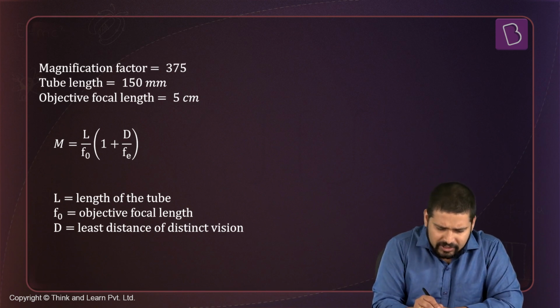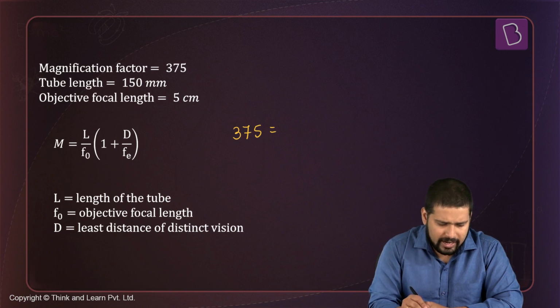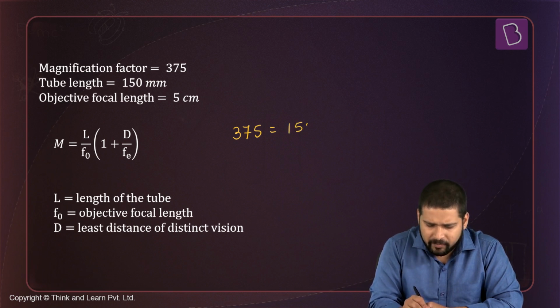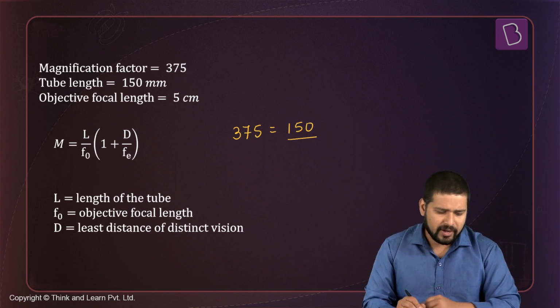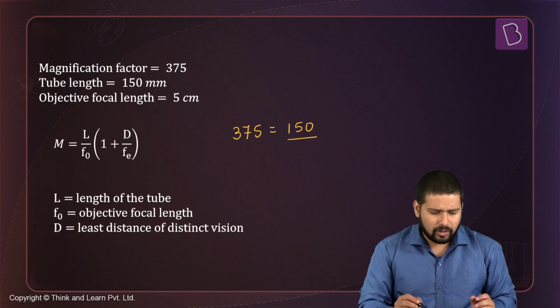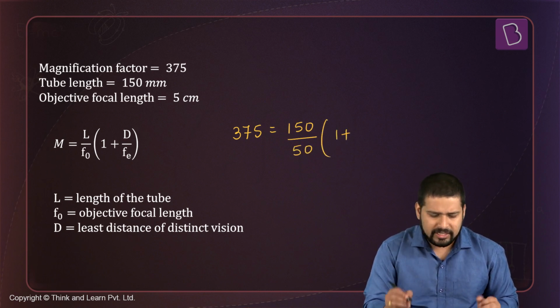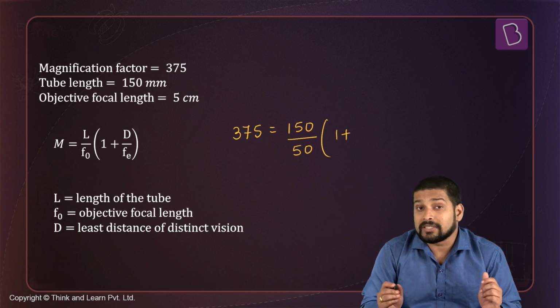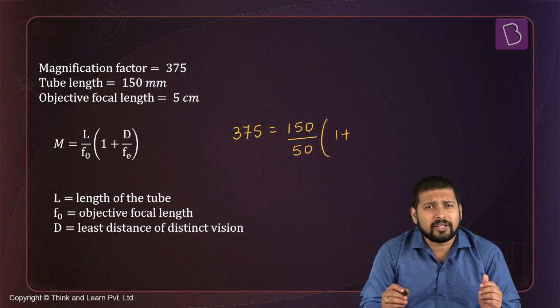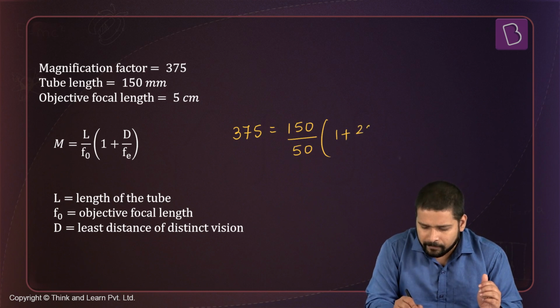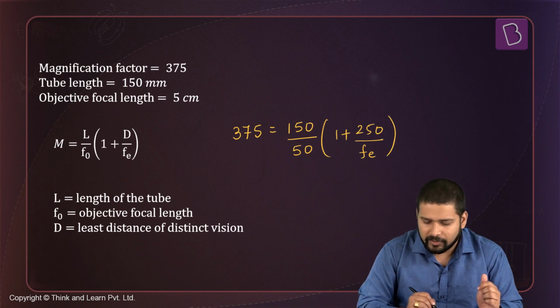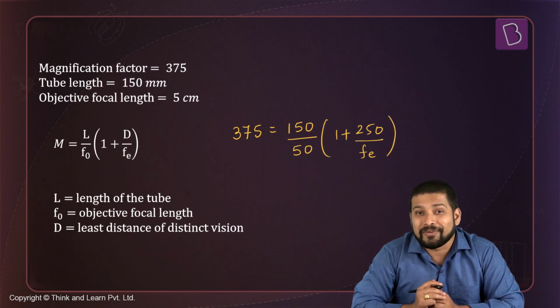So magnification is 375, which is going to be equal to L, which is 150 already in mm, so I don't need to worry about it, divided by the focal length of the objective lens, that is 5 centimeter, in terms of millimeter it is going to be 50, and then 1 plus D, the least distance of distinct vision, which we should take as 25 centimeters, but in millimeters it will be 250, divided by FE, the focal length of the eyepiece.